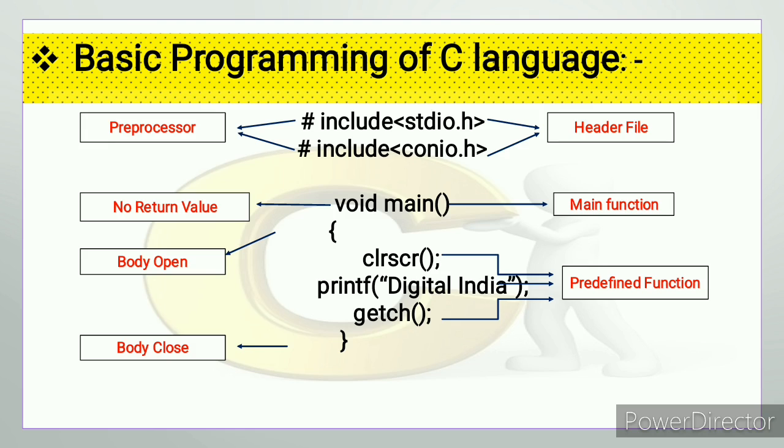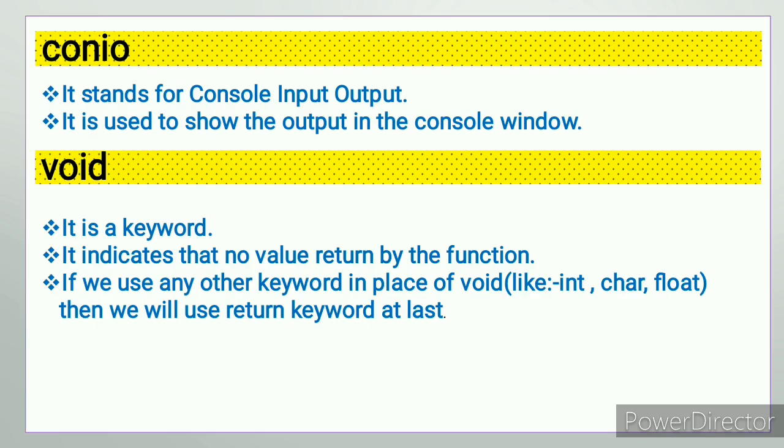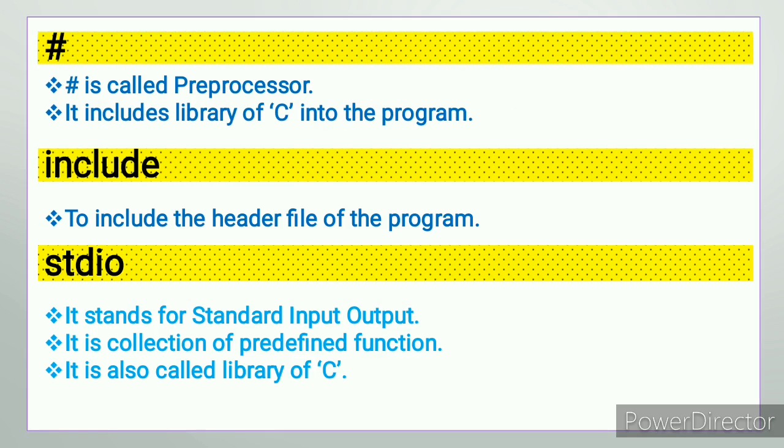Next we discuss these keywords or statements broadly. At first, what is hash? Hash is called preprocessor. It includes the library of C into the program. What is include? It includes the header file of the program, like math.h, stdio.h, conio.h, string.h, like that. What is stdio? Stdio stands for standard input output. It is a collection of predefined functions. It is also called the library of C.